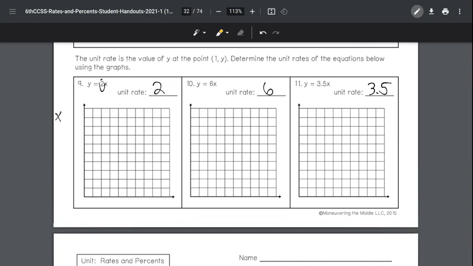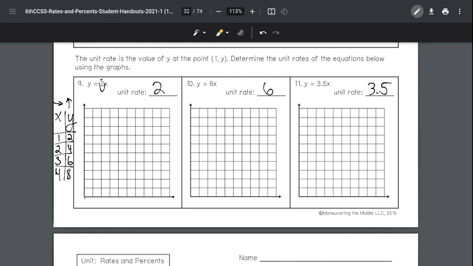Okay, think about like an XY table. If I replace x with the number 1, 2 times 1 equals 2. If I replace x with 2, 2 times 2 is 4. If I replace x with 3, it's 6. If I replace x with 4, it's 8. So, then you graph your points. X tells us how far right, and y tells us how far up.